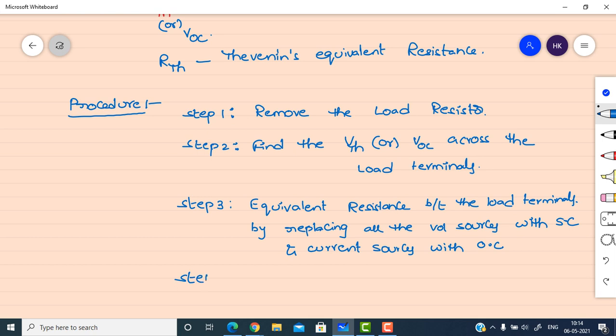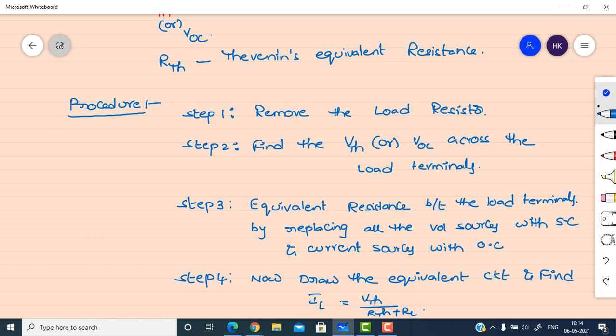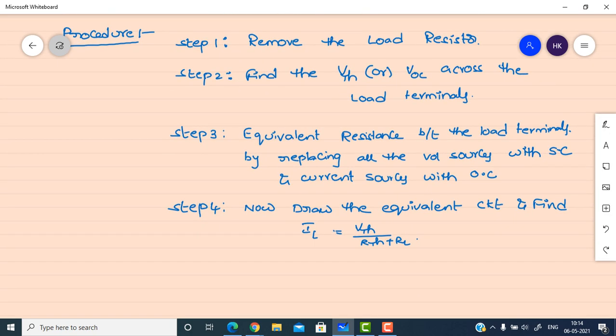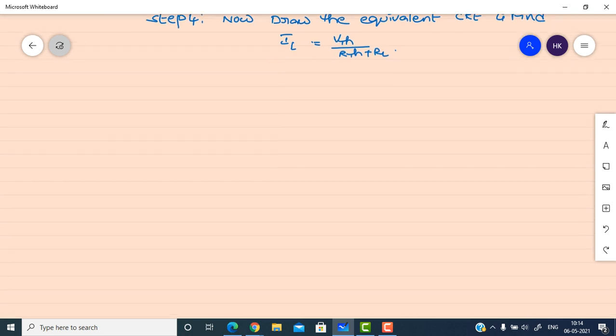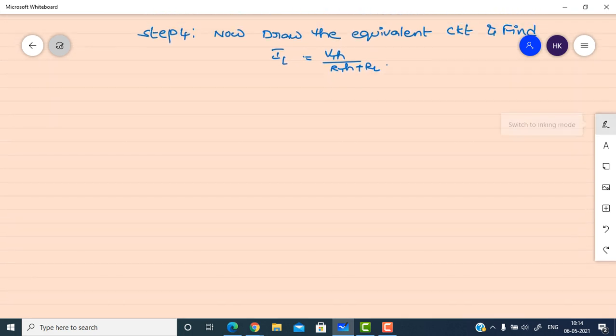And last step, now draw the equivalent circuit. That is Thevenin's equivalent circuit. And find IL. IL is equal to V Thevenin by R Thevenin plus RL. Using this, find out the IL value. So this is the procedure for Thevenin's theorem. It will be easy when you solve the problem. You can understand easily.